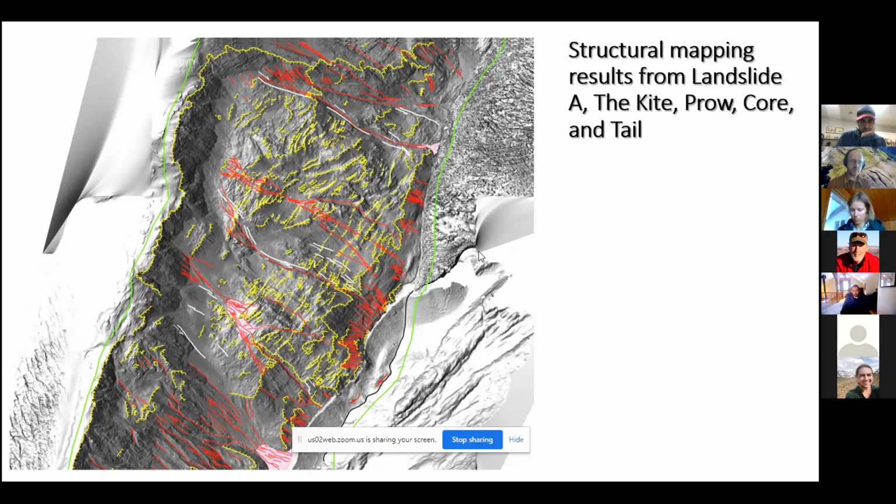I would really like to get out in the field and start looking at some of these structures in detail to confirm that they are or are not what I think they are. Hopefully this summer we'll be able to do that.